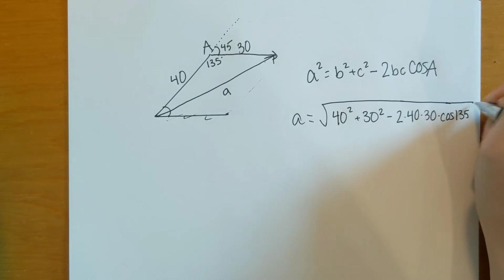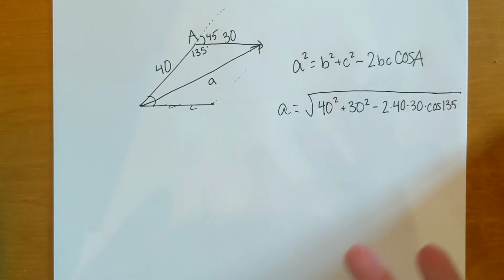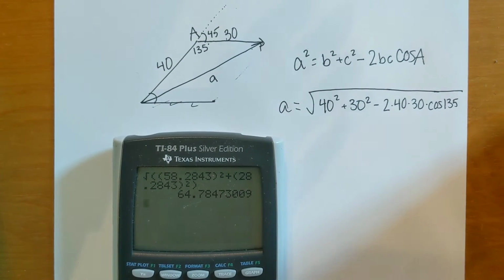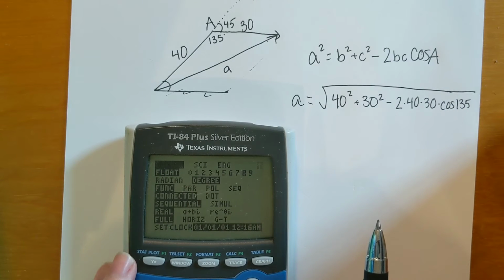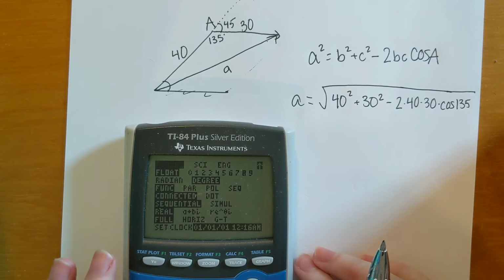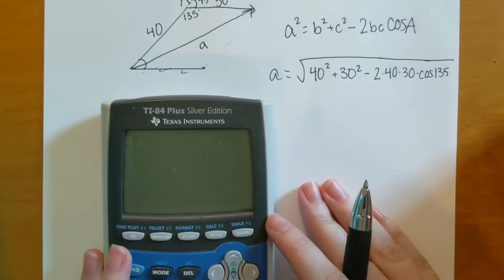Cosine of 135. Alright, so I'm just going to put all this into the calculator. So obviously this depends on remembering the law of cosines, so it might not be that helpful of a method if that's not what you're about. But if it is, it can be faster in a way. So I'm going to make sure that I'm still in degree mode. Yep. Quit. There we go. Alright, here we go.